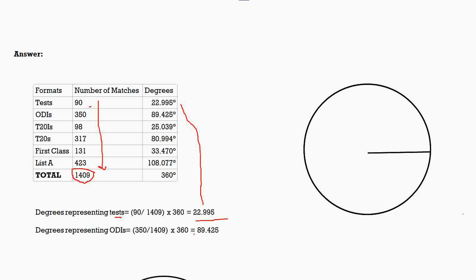Similarly, for ODIs, if we calculate 350 divided by 1409 into 360, we get 89.425. Like this, we have calculated the degrees for all of these formats.